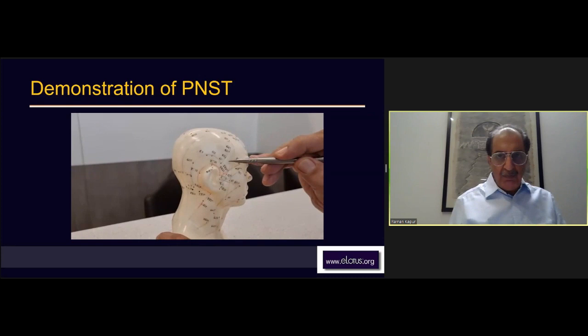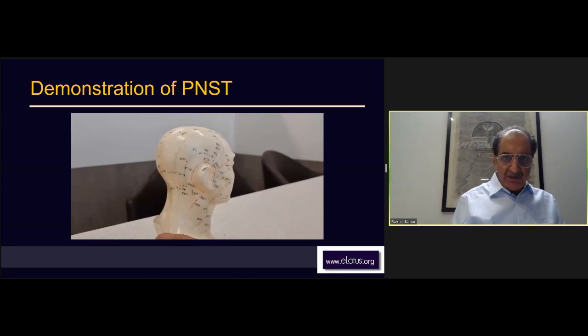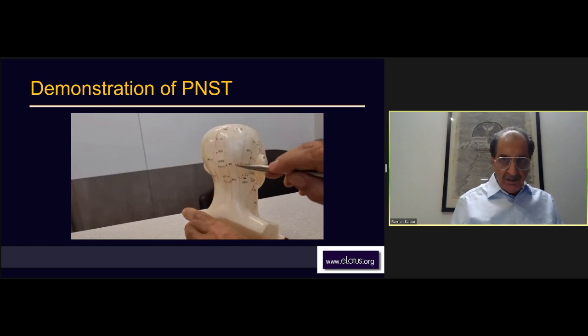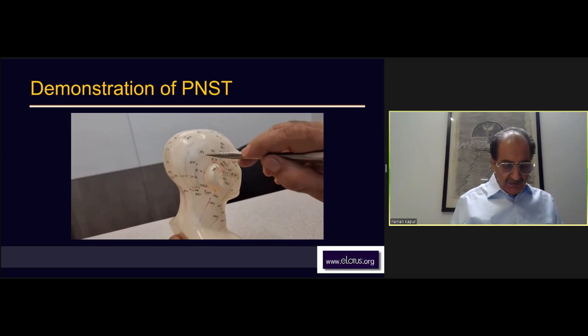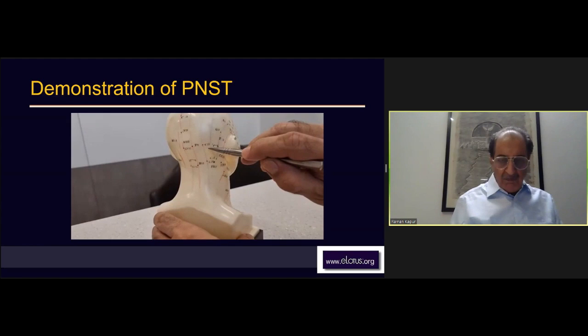Similarly, you'll do on the opposite side also, both the sides. Again, the same points, GB4, 5, 6, and stomach 8. Then a line from the external occipital protuberance to DU20. I've shown that line now. And prickle GB10, 12.2, GB19, triple warmer 20, GB8 and GB9. Then on a line from DU16 to GB12, you'll prickle GB20, 12.1, 11 and GB12.